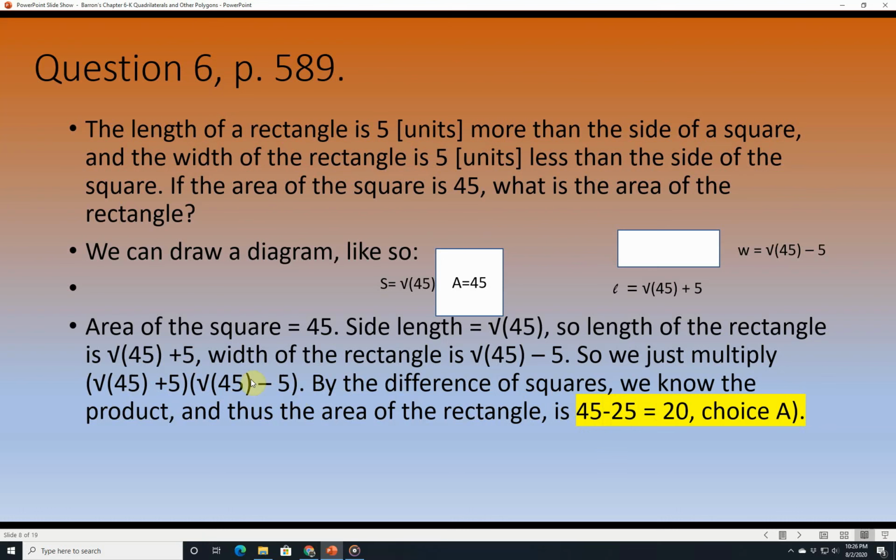It's just a plus b times a minus b is equal to a squared minus b squared. Know that for the test. If you don't know it, or you're panicking or something, you can just FOIL it out. You get 45, then the outer is going to be minus 5 root 45. The inner is plus 5 root 45. Those cancel out, and then you have minus 25. It's easier if you just remember the difference of squares, but whatever. 45 minus 25 is 20, choice A.